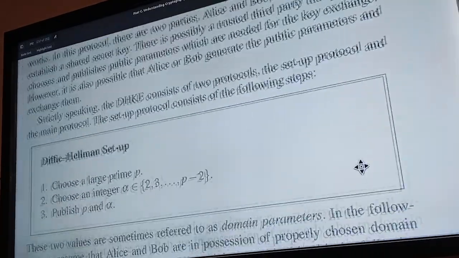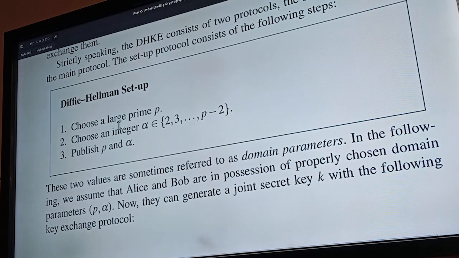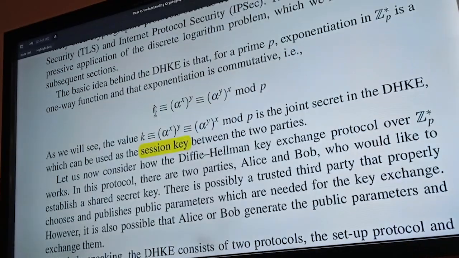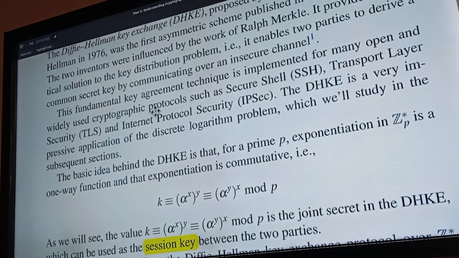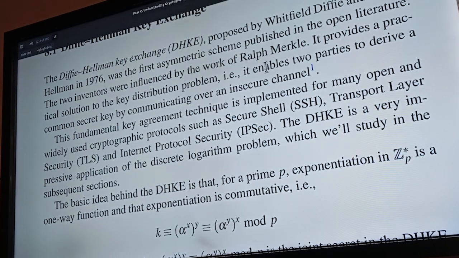So let's go to the basic setup. The basic setup is that, we said p is prime, but we need a very large prime number. And we also need an integer alpha. So this integer and this prime are called the domain parameters or the public parameters. So let's go up a little bit so I can show you something here.